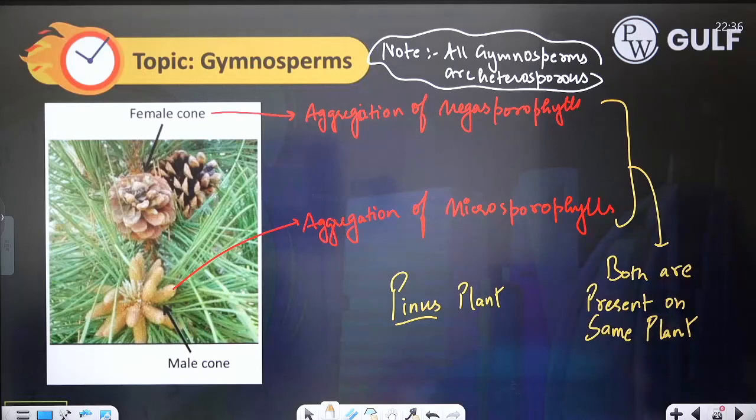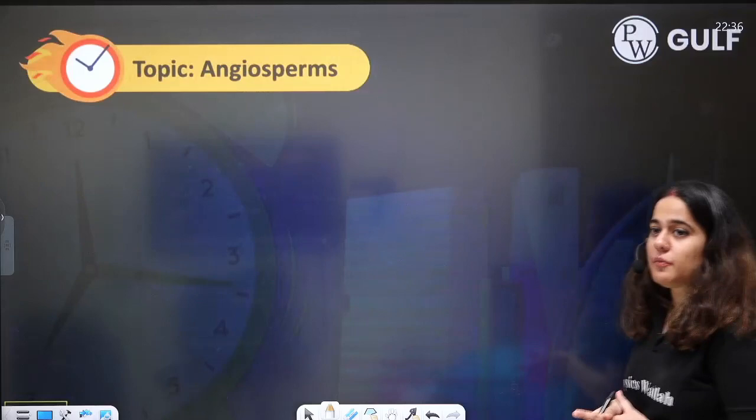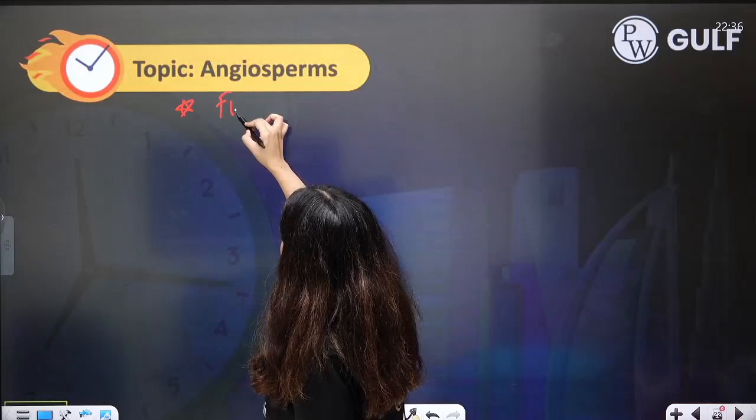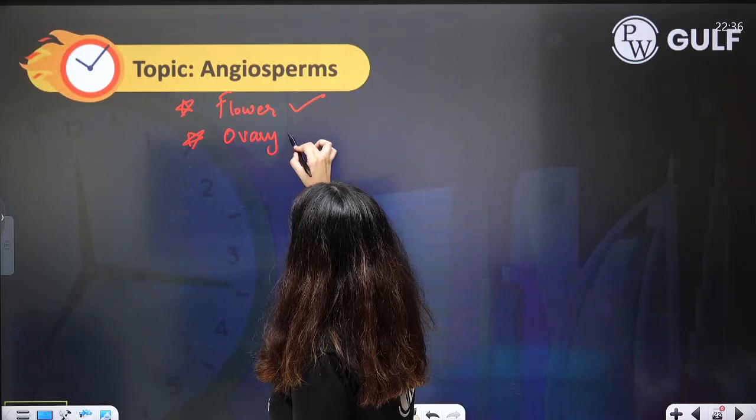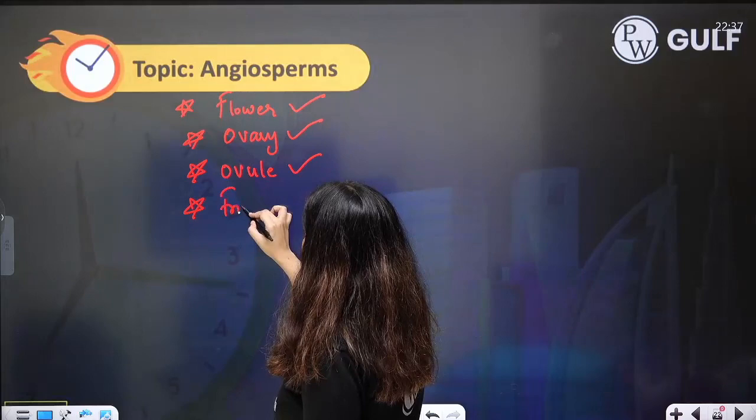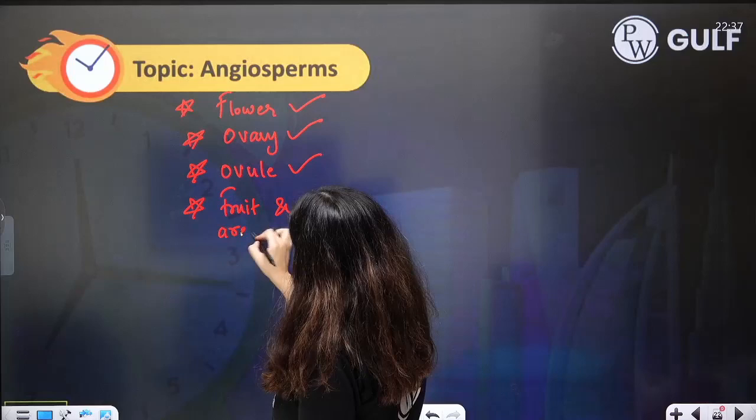And the last is angiosperms. They have flowers. They were the first to have flowers. They have ovary. They have ovule. The fruit and seeds are formed, right?